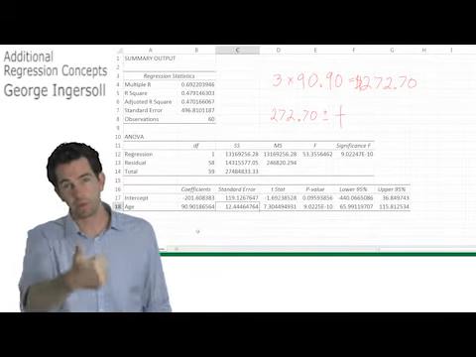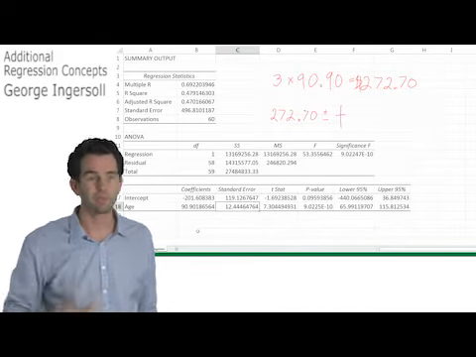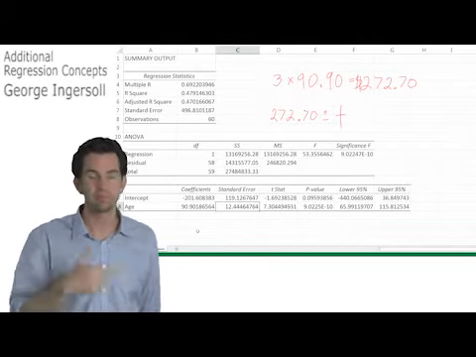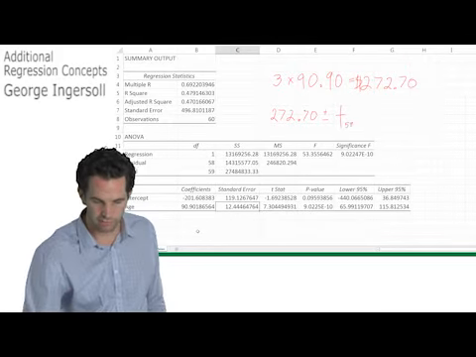So in this case, we've got one intercept, one constant, and one predictor variable, age. So it's going to be 60 minus 2. So our degrees of freedom is 58.